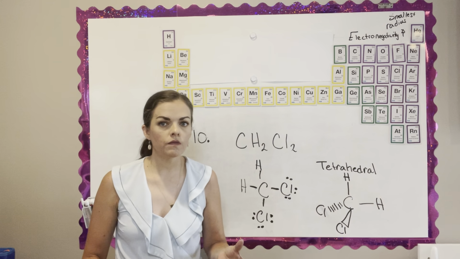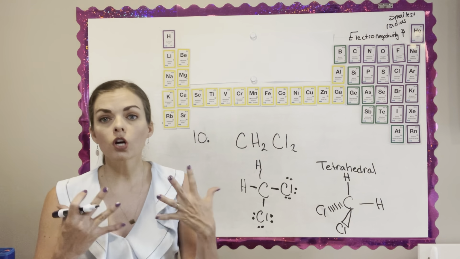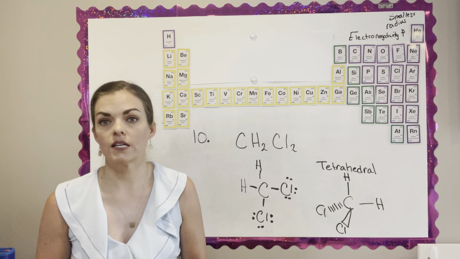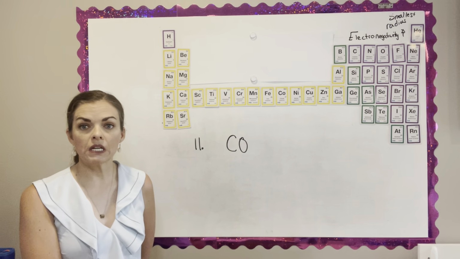There are several of these shapes. There's bent, there's tetrahedral, there's pyramidal. You're going to have to just memorize them. Question 11 is asking you for the shape of carbon monoxide.